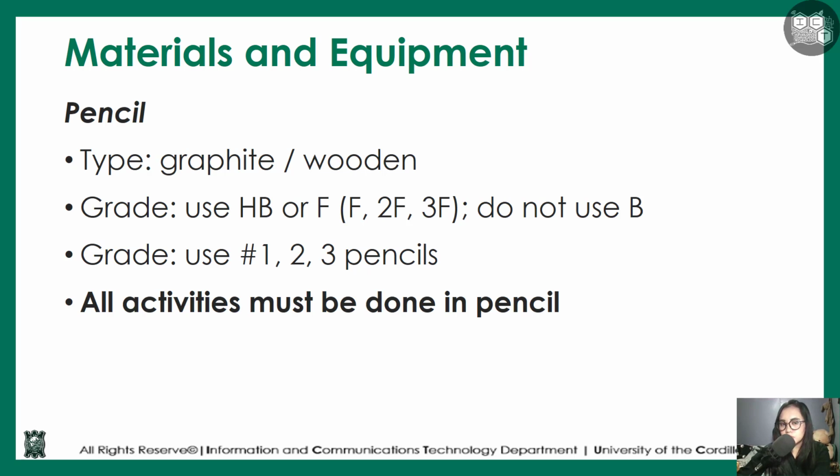But if you want to be a little bit more specific, you can either choose a graphite or a wooden pencil. For the grade, I would recommend that you use a 1, 2, or 3 pencil if you're looking at Mongol, Stabilo, and so on and so forth. But if, let's say, you're looking more for Staedtler or Faber-Castell, then it's better for you to have a more detailed grade.